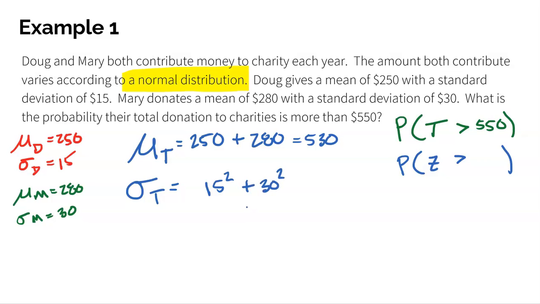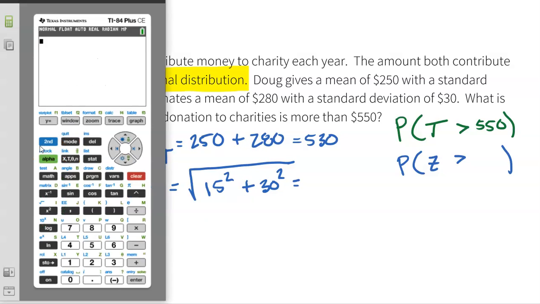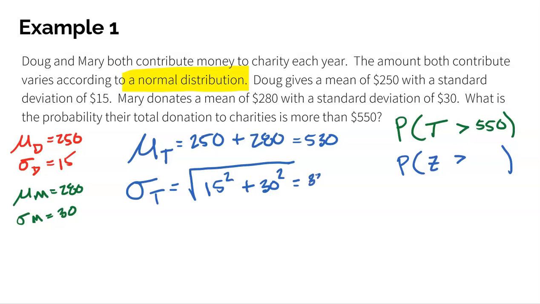I'm going to add up all that variance. Then I'm going to square root all of that variance to get back to a standard deviation. Please do not have such bad algebra skills that you'll think those squares are going to cancel. That is simply not true when there's a plus sign there. So I'm going to go right to my calculator. I'm going to start that giant square root. 15 squared plus 30 squared, all inside the square root. And there it is, $33.541. So if I simply go up one standard deviation, I will be at about $563. So it definitely seems like it's probably going to be likely that they could donate more than $550.